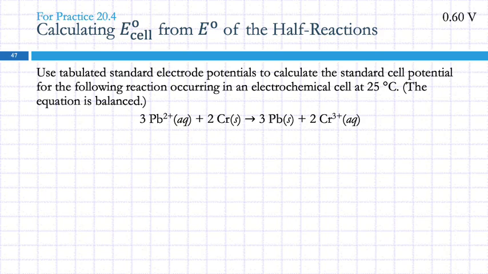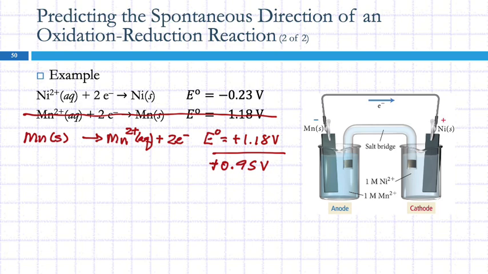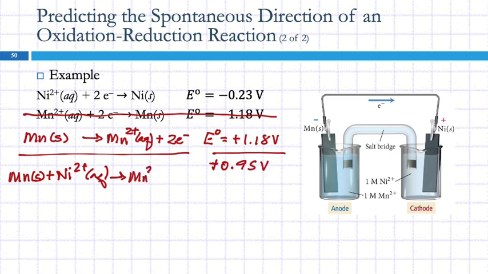The other thing that can happen is they might give you these two half reactions and say, what direction is the spontaneous reaction? What would be at the anode, what would be at the cathode? Here they gave us a picture, so we could have also just looked at the picture. But here we want to flip one of these and combine them so we get a positive. And so then our reaction is Mn plus Ni2+ going to Mn2+ plus nickel.